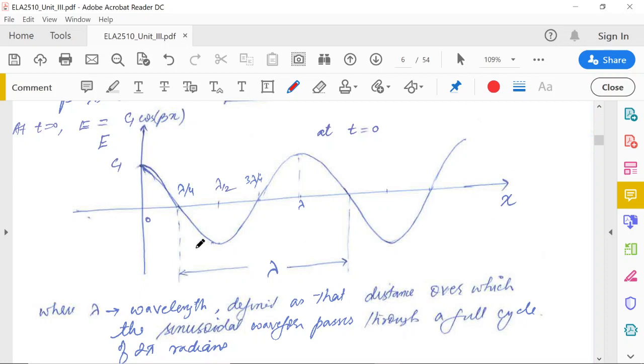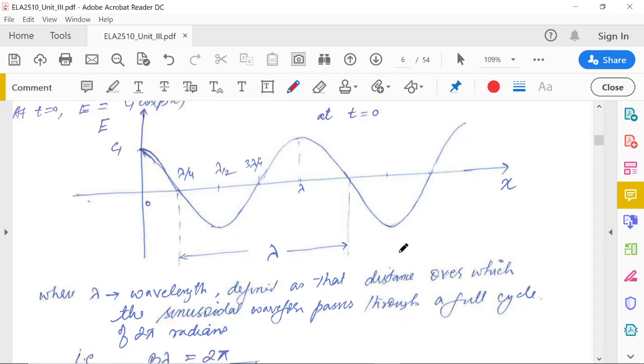It is varying sinusoidally. Now we define the wavelength: the distance over which the sinusoidal waveform passes through a full cycle, that is, the distance to complete one cycle. It has the same peak value, then again it will complete this cycle and reach the same point. Now the pattern will be repeated. This length is called lambda, the wavelength.